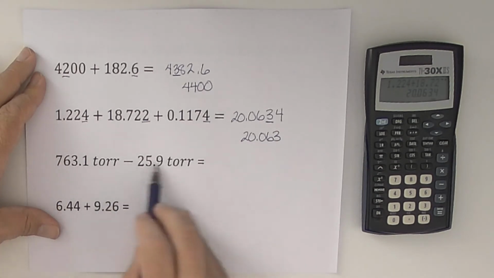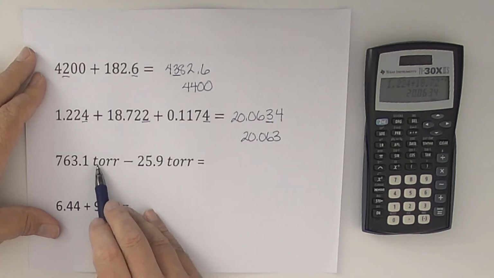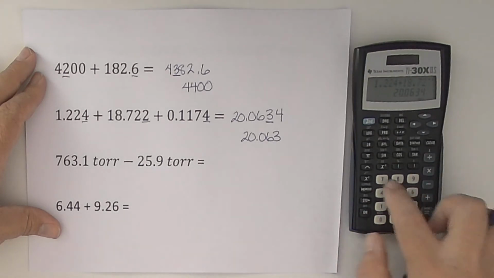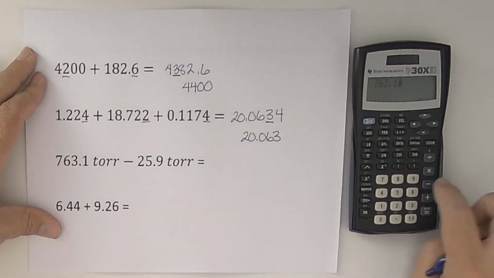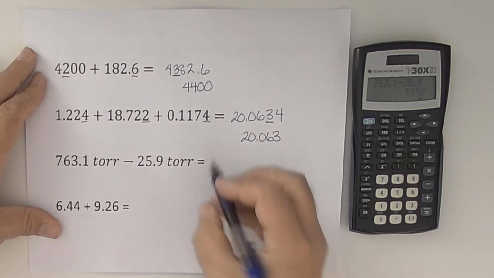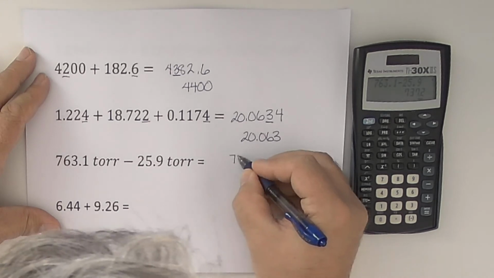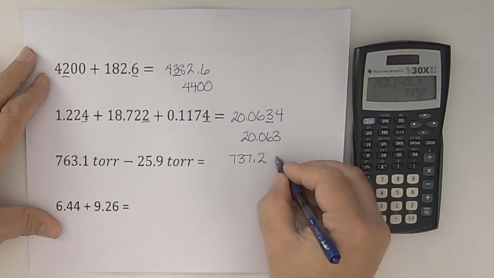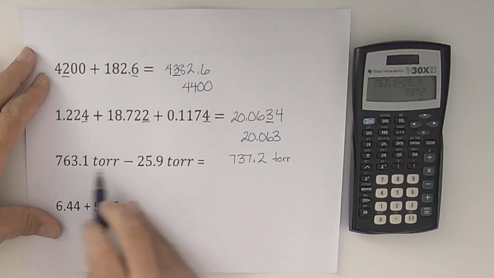Okay, if you have units on there, you need to make sure that you're in the same units. And a common issue here is like an SI prefix or something like that. But the units must be the same to do a subtraction. 763.1, in this case they are, so I don't need to do any conversions before I start. And I'll subtract 25.9. And I will get 737.2. The result will have the same units as the units you subtracted.